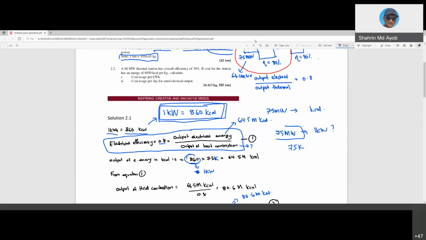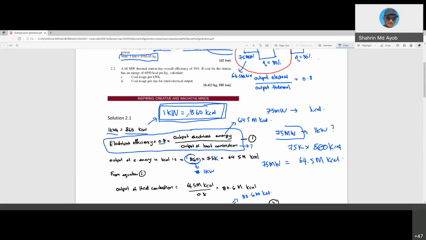Okay. So how many 1 kilowatt in 75 megawatt? You have 75k times, and then multiply with 860 calorie. So meaning that you have 75 megawatt is equivalent to 64.5 mega calorie. That is what it means by this 75K, because 1 kilowatt is equal to 860 calorie.